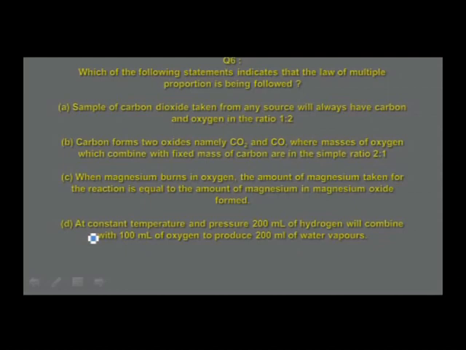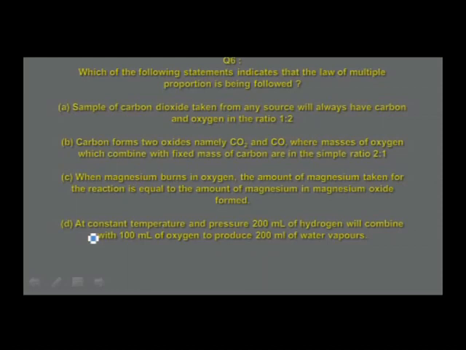Which of the following statements indicates that the law of multiple proportions is being followed? Option A. Sample of carbon dioxide taken from any source will always have carbon and oxygen in the ratio 1:2. When you read this question, you clearly understand that this statement is based on law of definite proportions. Carbon forms 2 oxides, namely carbon dioxide and carbon monoxide, where masses of oxygen which combine with a fixed mass of carbon are in the ratio 2:1. This is exactly what the answer is for the given question.